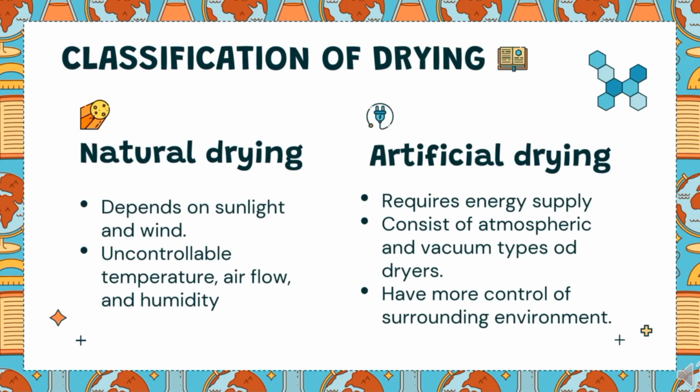Classification of drying. Drying is classified into two categories, which are natural drying and artificial drying. Natural drying highly depends on sunlight and wind. Since it depends on natural occurrence, the temperature, airflow, and humidity are uncontrollable. As for artificial drying, it requires energy supply. It also consists of atmospheric and vacuum types of dryer. And therefore, unlike natural drying, it has more control of the surrounding environment such as temperature, airflow, and humidity.